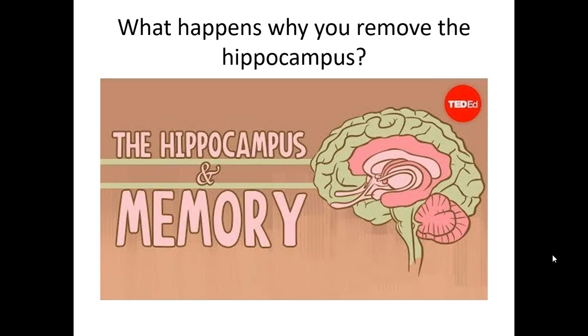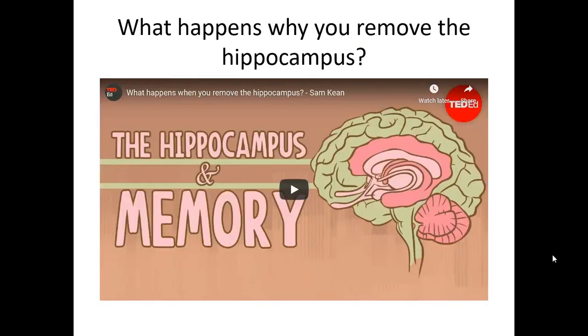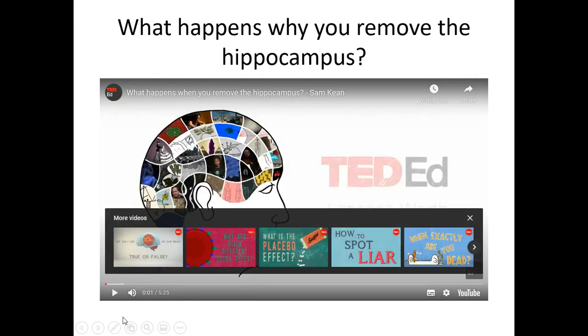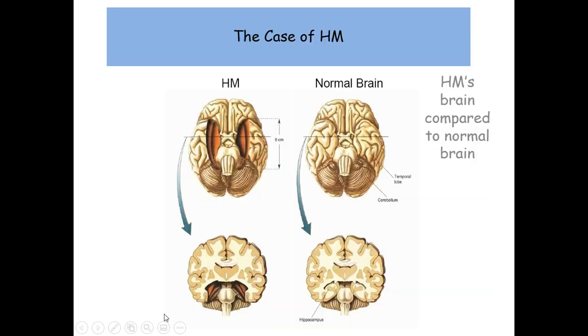There's a nice TED video on the hippocampus and memory. It links to Henry that you can watch if you'd like to. I'm not going to talk you through it now, so let's get rid of that. And then that's just what happened to HM's brain, so you can link HM. HM is really useful throughout the memory course, so make sure that you know what's going on there.